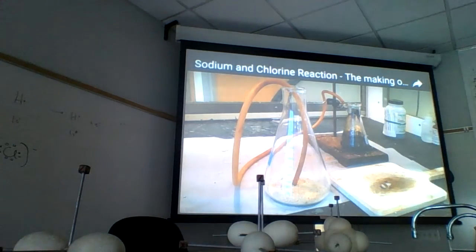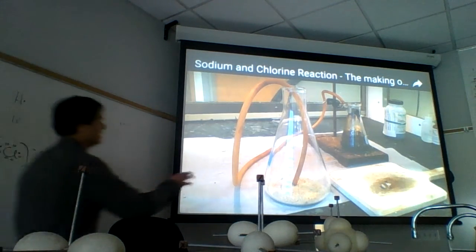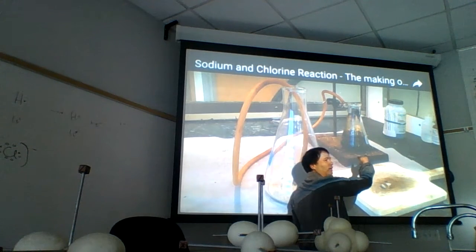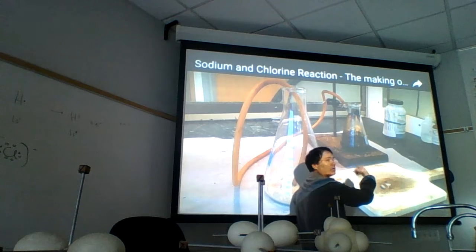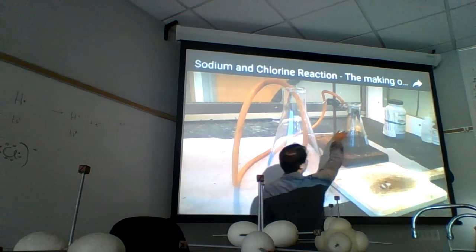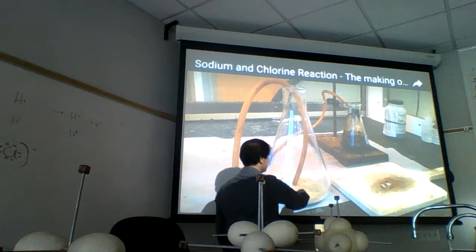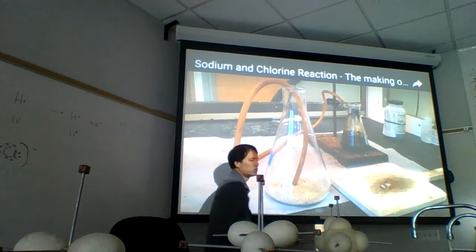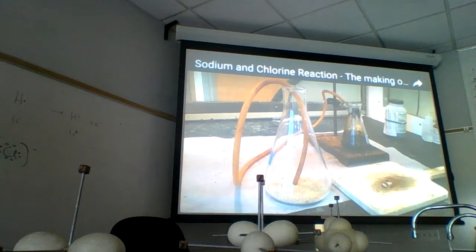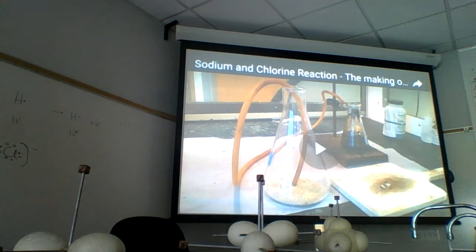To generate that, all you do is put some potassium permanganate and then slowly add some hydrochloric acid to this, and the potassium permanganate will attack the chloride, oxidize it to form chlorine. And then that chlorine gas, that green gas, they're going to put in here with the sodium metal. Let's take a look at what happens with this.